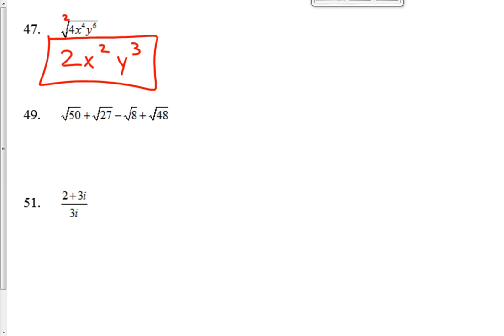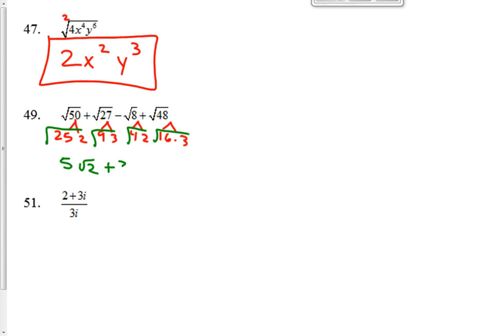Number 49. In order to add and subtract radicals, the radical has to be exactly the same. So if we break down these radicals, 25 times 2, 9 times 3, 4 times 2, 16 times 3, then you would get the square root of 25 is 5, so you get 5 root 2.